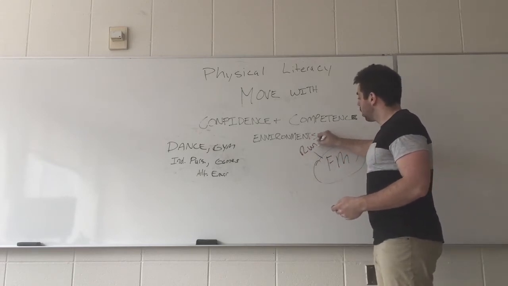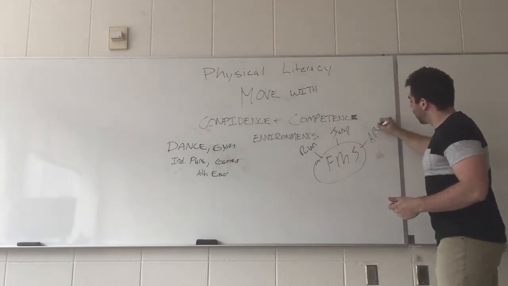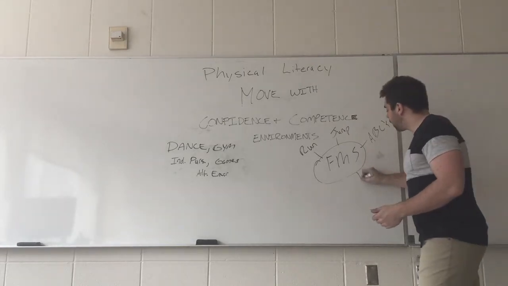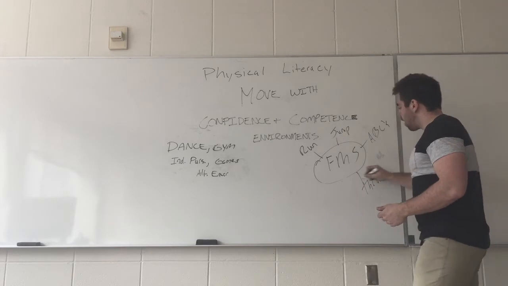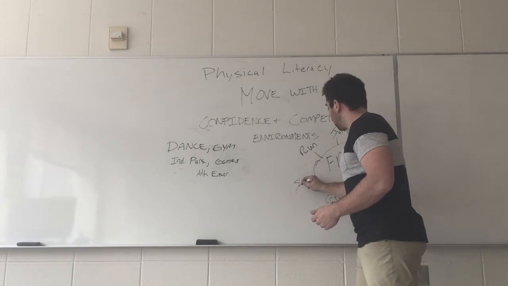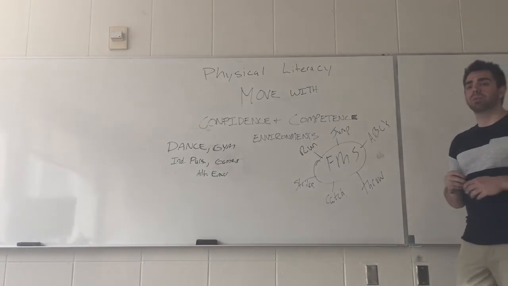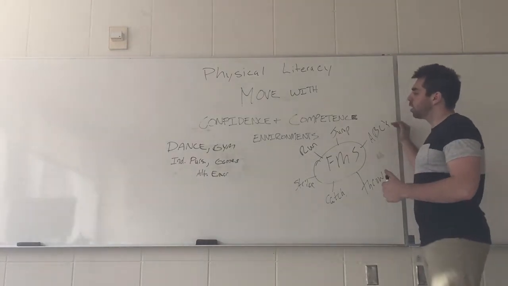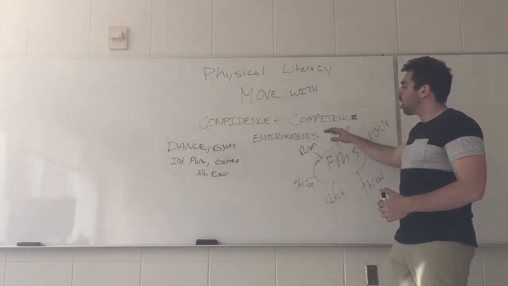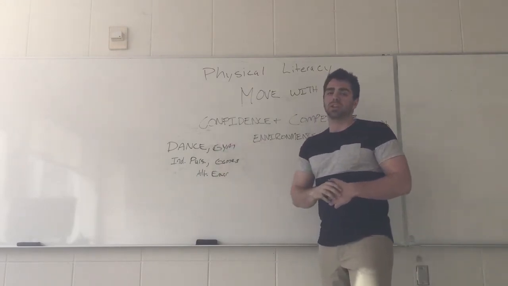We have running, jumping, and our ABCs. Our ABCs stand for agility, balance, and coordination skills. We have throwing, catching, and lastly striking. So these 6 components of fundamental movement skills, we need to develop as a basis for confidence and competence. If you're competent enough to do these and confident enough to do these, then we can start to apply them into different categories of these activities.